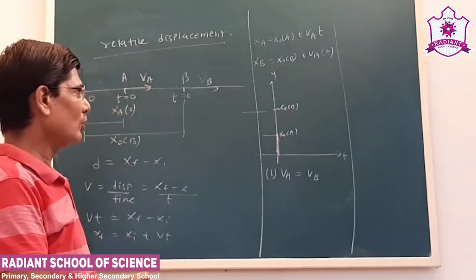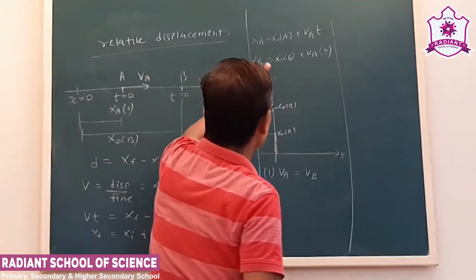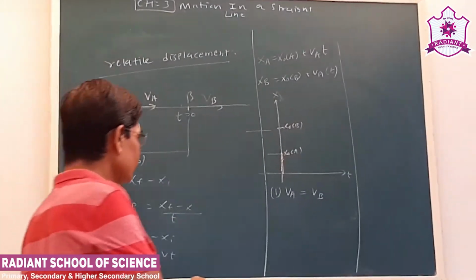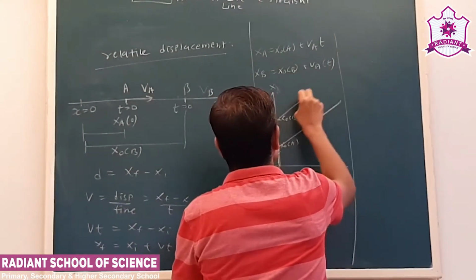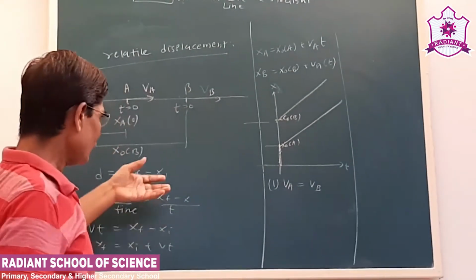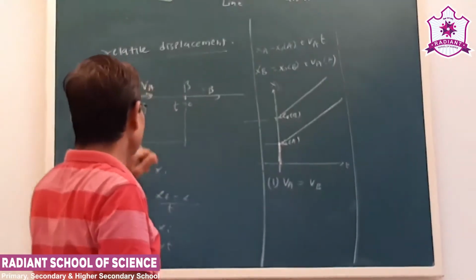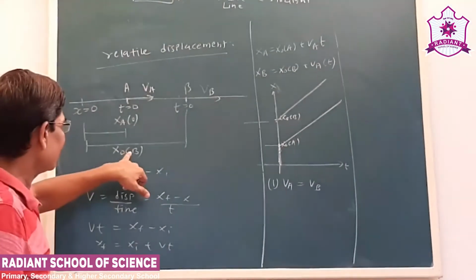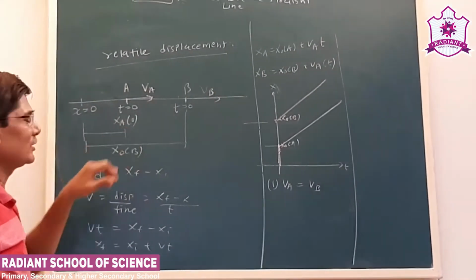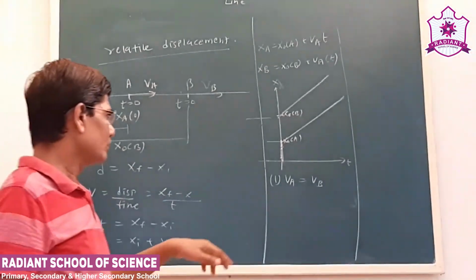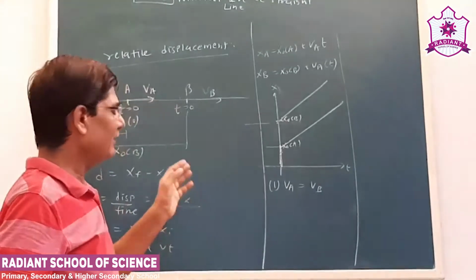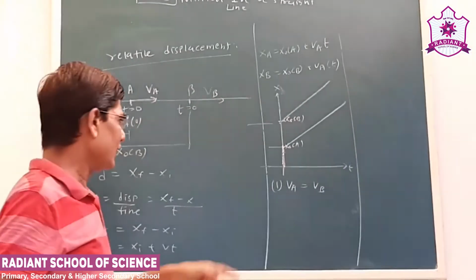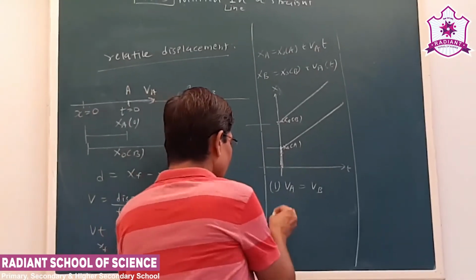Now if I plot the graph, right now we assume that here is our x-axis. Both move with the same velocity, so the graph will be like this. In equal time intervals they cover equal distance. But the initial difference, that is x0B minus x0A, will be maintained. So in that case A and B will never meet. Whenever both objects move in the same direction with the same velocity, A and B will not meet.